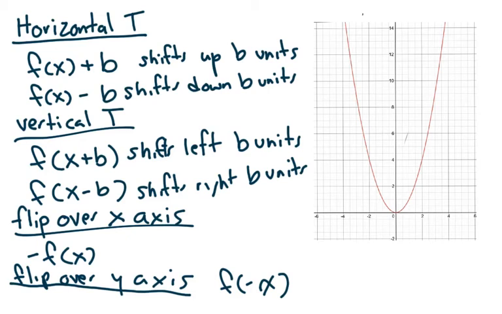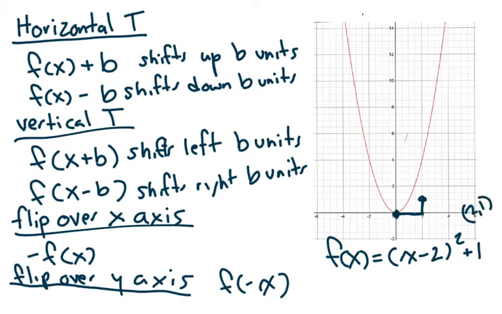You can combine these things. So if I had some function f of x is equal to x minus 2 squared plus 1, okay, that would be a shift to the right 2 units and a shift up 1 unit. Okay, so instead of our vertex being at 0, 0, it is now at the point 2, 1. Okay, and that would be what it looks like. Okay.